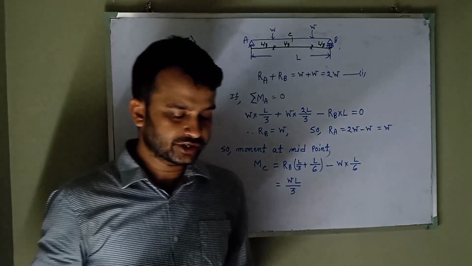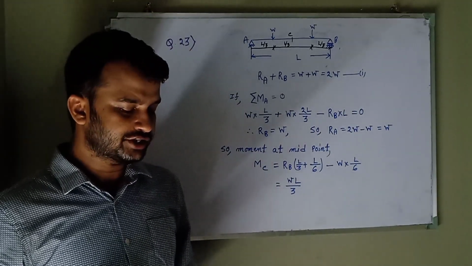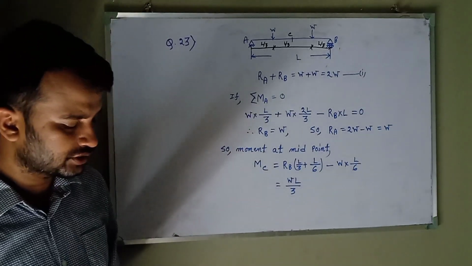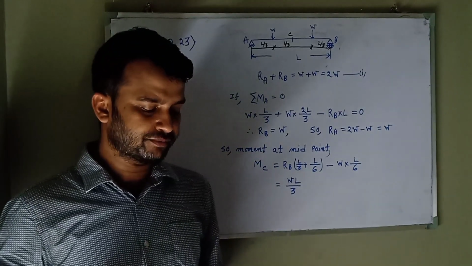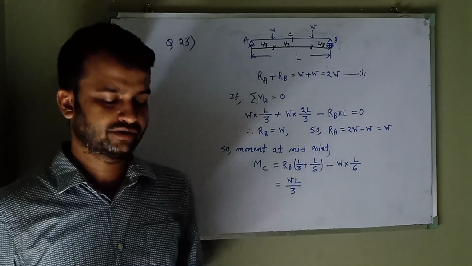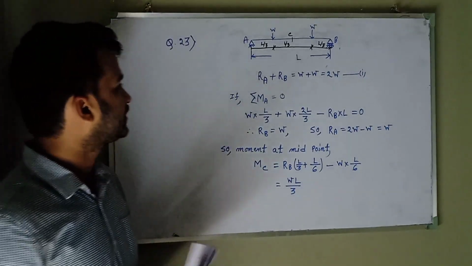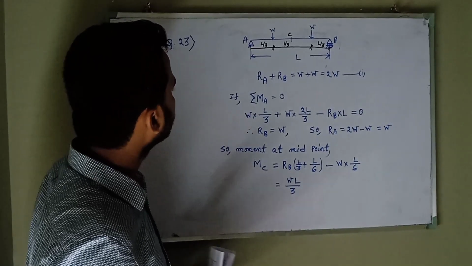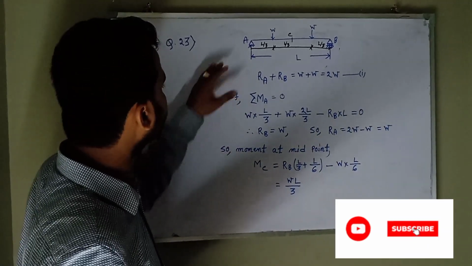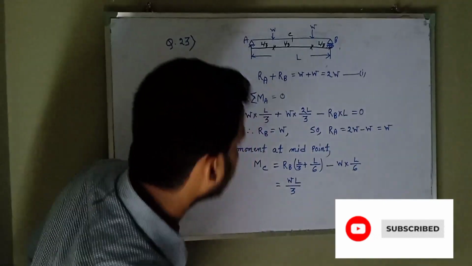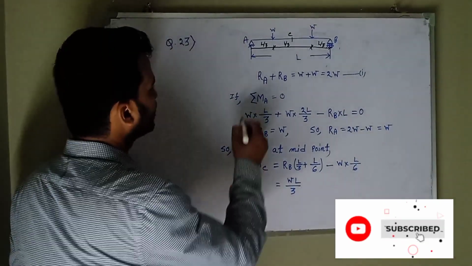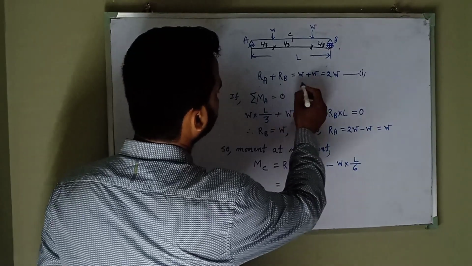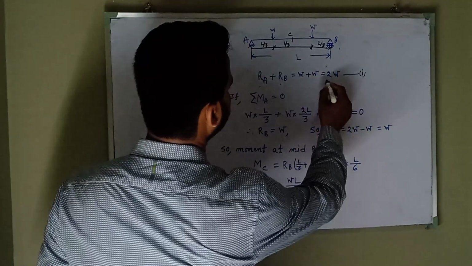Next, question number 23. A simply supported beam carries two concentrated loads W at a distance L by 3 from either support. The value of maximum bending moment anywhere in the section will be? To solve this problem, just look at this sketch, which has been drawn according to our problem. At first, if we consider the equilibrium condition, Ra plus Rb, that is the reaction at A and the reaction at B, will be equal to W plus W, that is 2W.